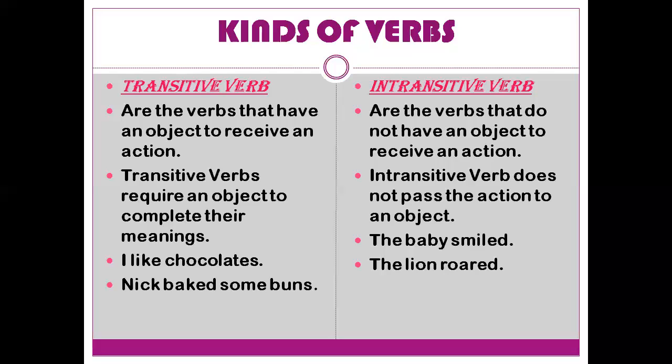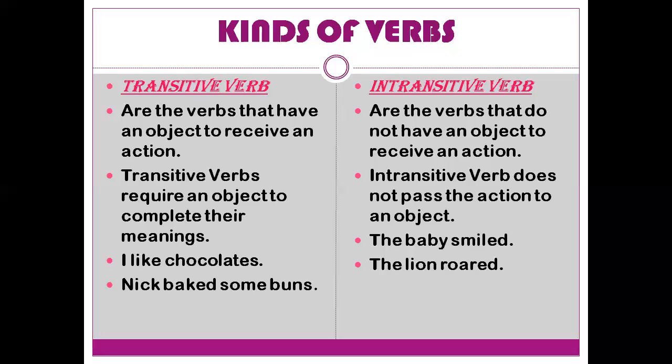Now let us see what intransitive verbs are. Intransitive verbs are the verbs that do not have an object to receive an action. That means that intransitive verbs do not have an object. An intransitive verb does not pass the action to an object. That means the action doesn't pass to the object. It finishes there with the action only.